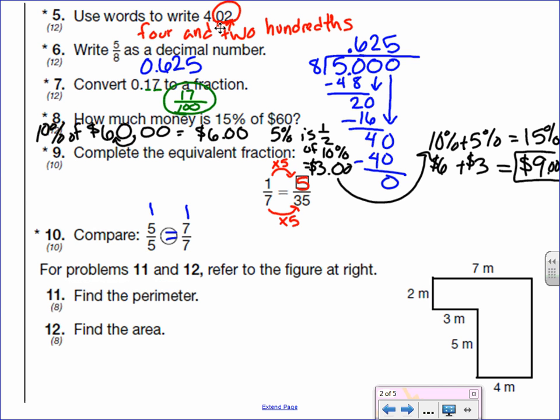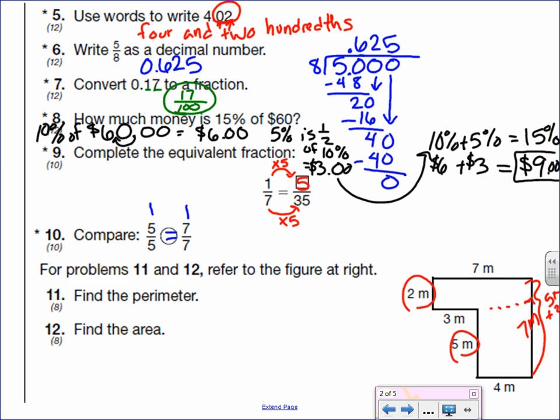For problems 11 and 12, refer to the figure at the right. So, to figure out this side length over here, I need to know that this part up to here takes 5 meters. And then I'm going to add on this part right here, which is 2 meters. So 5 plus 2 gives me 7 meters for that part.